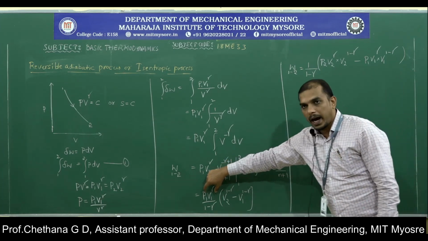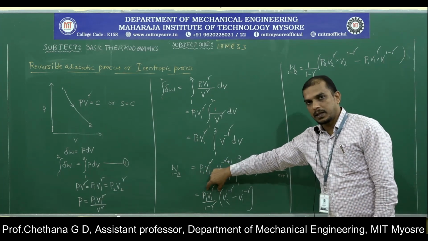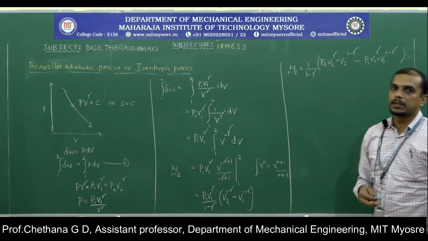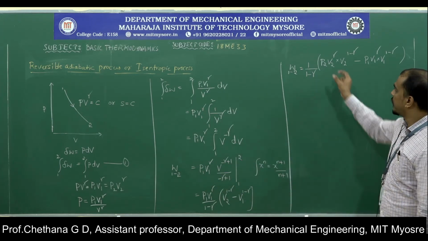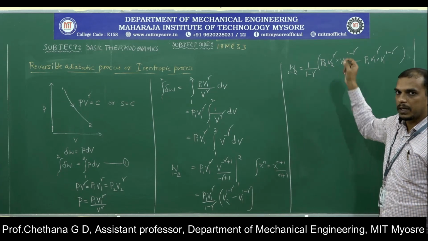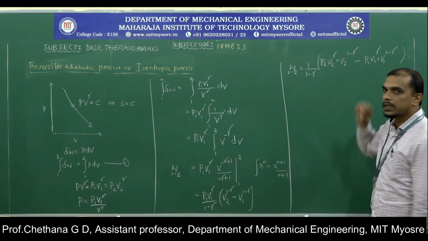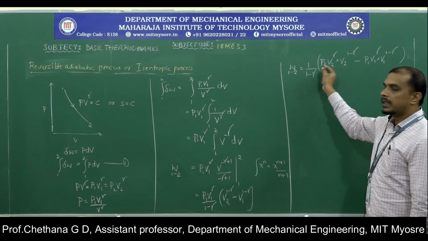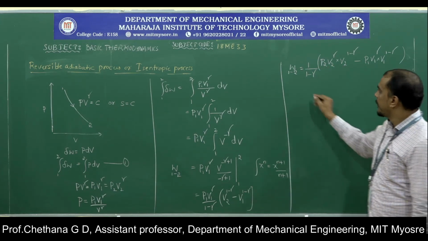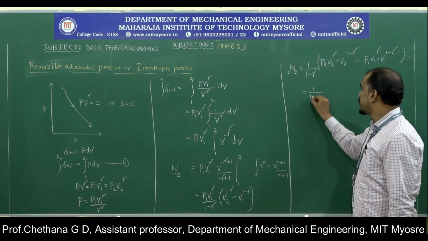The term which we had, P1 V1 power gamma is equal to P2 V2 power gamma. Even if you substitute P1 V1 power gamma, that is also the same. Just for the sake of simplifying this equation, we considered it as P2 V2 power gamma. Then simplify this.